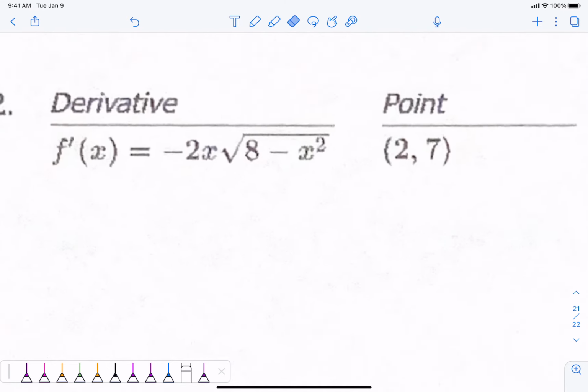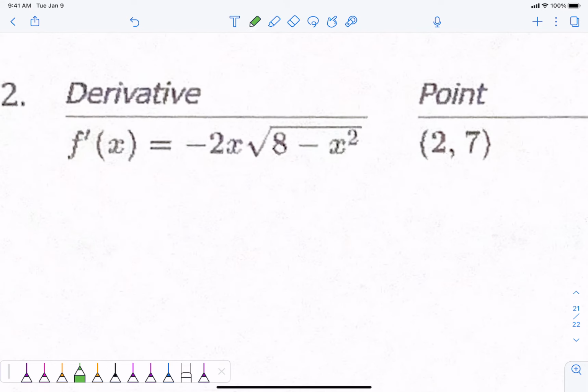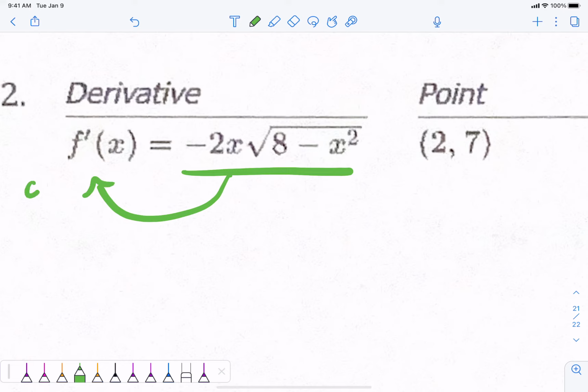The derivative of some function is this thing, and they want us to get back to the original function. So if I'm taking the derivative, this is the derivative of some function, and I want to get back to the original. How do you get back to the original if you're given the derivative? I want to undo the derivative.